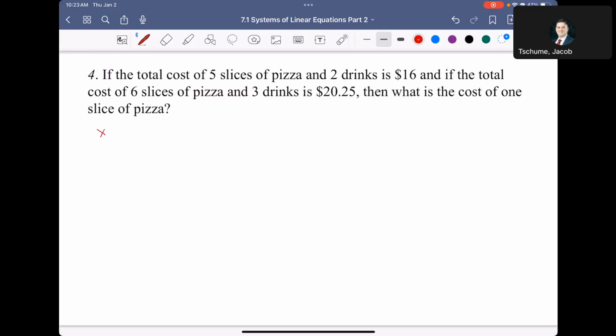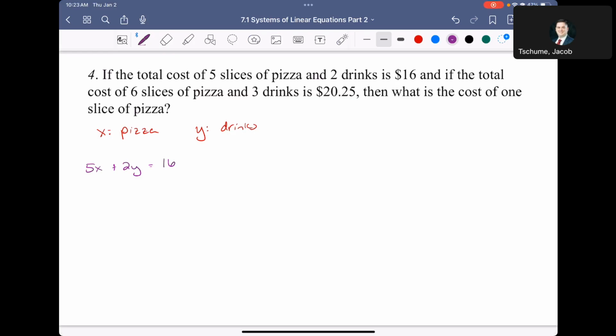All right, so once again, for the 4th time in a row, let's make sure our X and Y are the right things. It talks about pizza first, so I'll let that be X, and then drinks would be my Y. So reading the problem again, it says if you take 5 slices of pizza, which I'm going to call 5X, and I add to that 2 drinks, if I add all this together, it should cost me $16. So I'm going to have 5X plus 2Y equals 16.